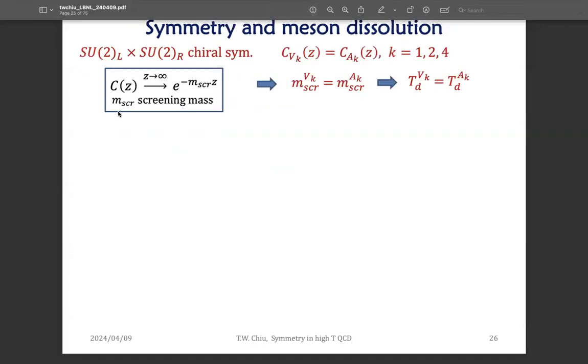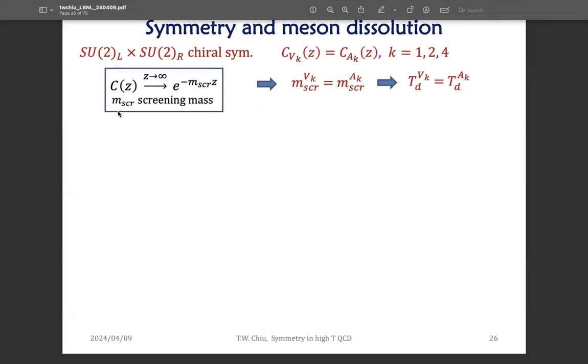So now there's the relationship between the symmetry and the meson dissolution. This is the screening mass, the formal definition of the screening mass. Once I have the correlator, I can compute the screening mass, and then just do the fitting. And the degeneracy of the correlator implies the degeneracy of the screening mass.